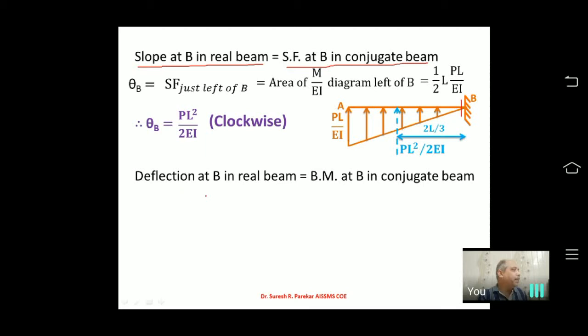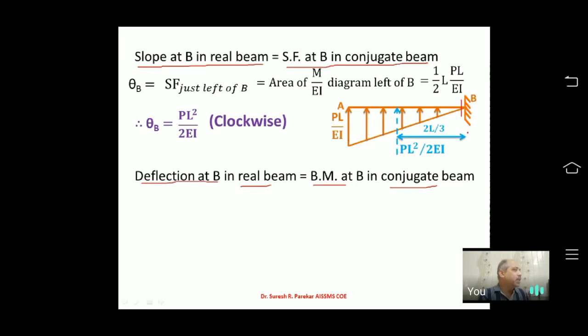Now deflection at B in the real beam. Where do we have to find deflection? Deflection at B, in the real beam. So what will I get? Bending moment, in the conjugate beam. Now I know the force, I know the distance of the force. So I will take moment just left of B. Then what will I get? PL square upon 2EI into 2L by 3.